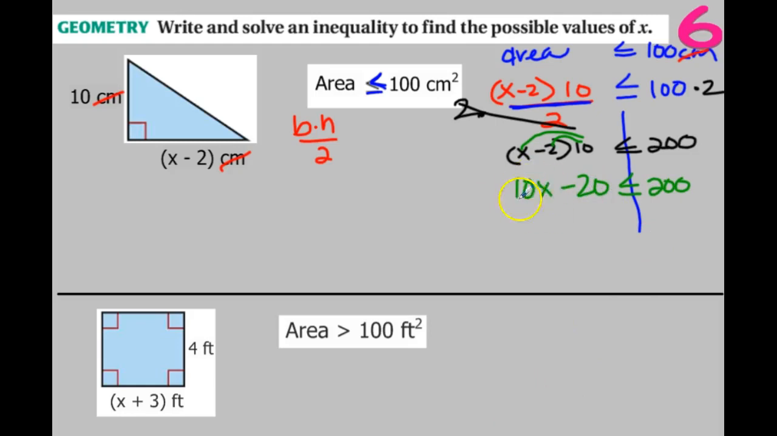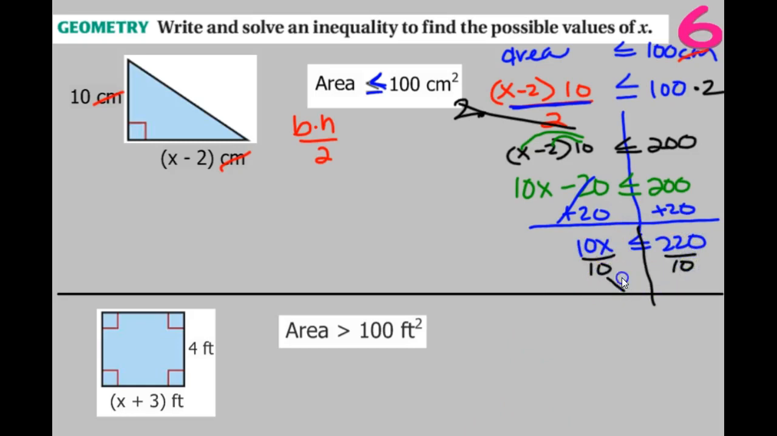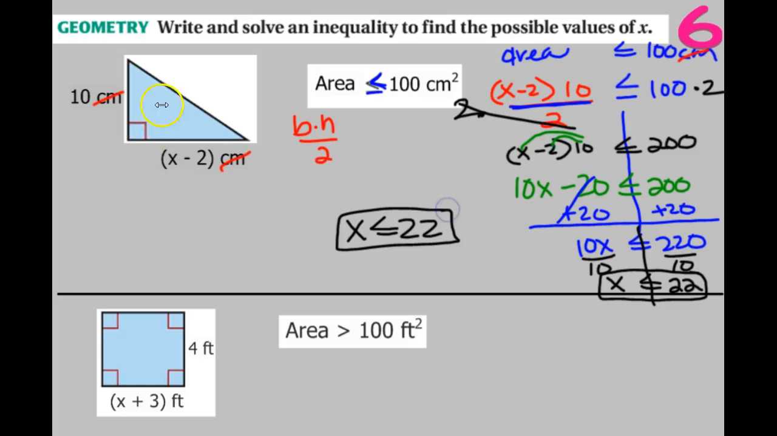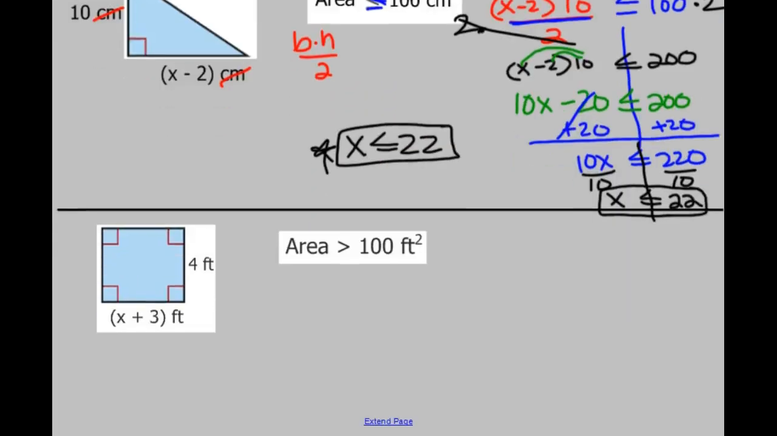And we want to get x by itself. Now that all the x's are together, we can add 20. So we have 10x is less than or equal to 220. And then divide by 10. We get x is less than or equal to, well, 220 divided by 10 should give us 22. So our answer is x has to be less than or equal to 22 in order for this triangle to have an area that's less than or equal to 100. So here's our answer.